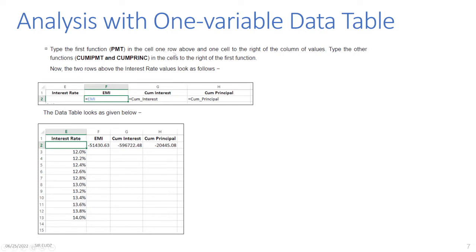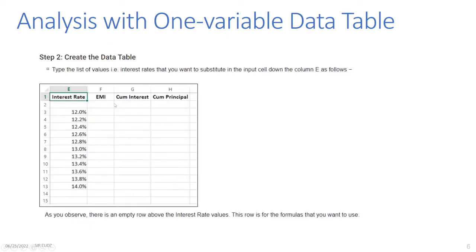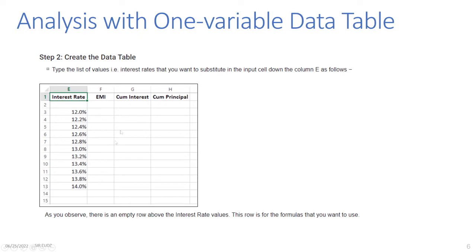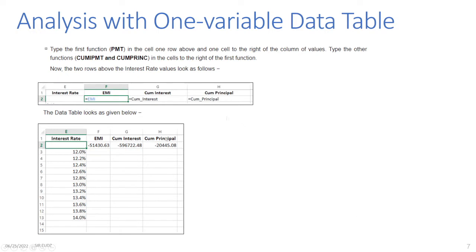So in the cell one row above and one cell to the right of the column values, type the other function, so the cumulative interest and cumulative principal. So where did we get this? These are the names here. So we copy this formula. So equal to EMI, and then equal to the cumulative interest and cumulative principal, because these are the values that we want to obtain here. So this will just copy the values. So the data table now looks something like this.